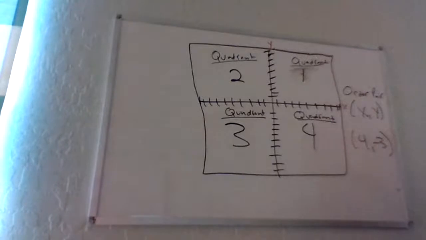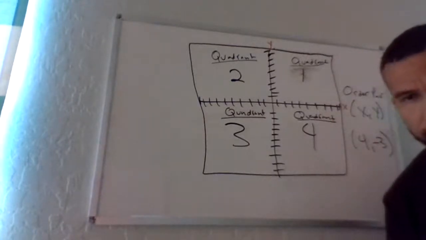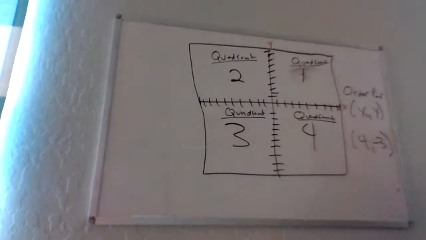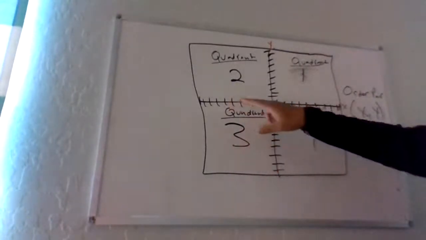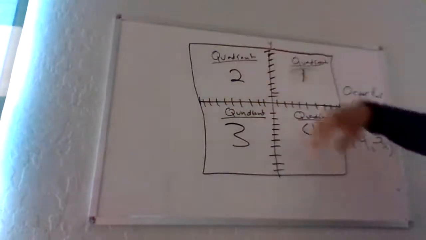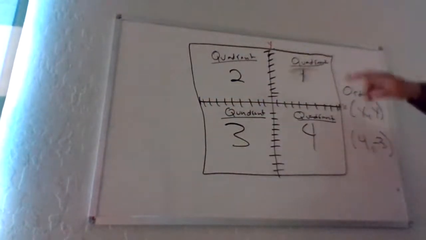In quadrant 1, we have both positive numbers. And in quadrant 3, we have both negative numbers. And in 2 and 4, it is not the same sign. So in quadrant 2, we're going to have negative and positive. And then in quadrant 4, we're going to have positive and negative.